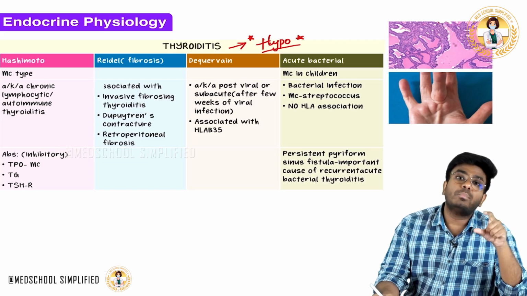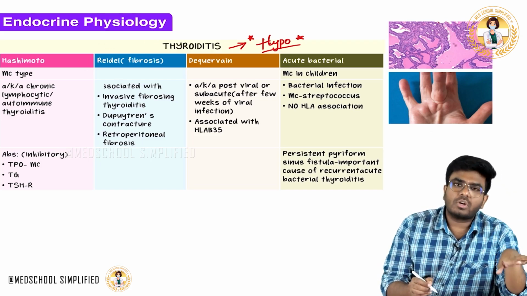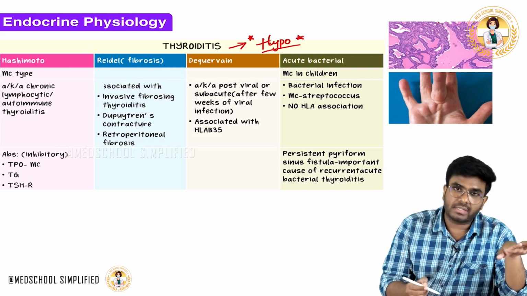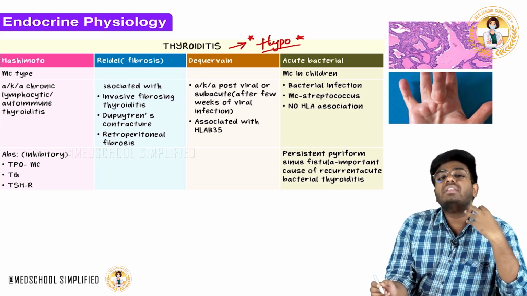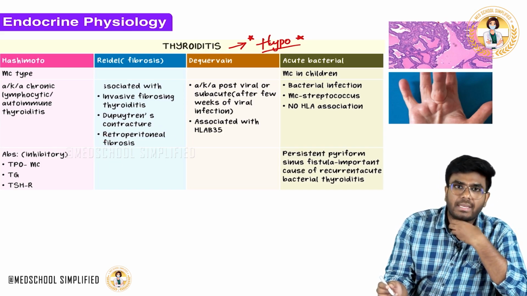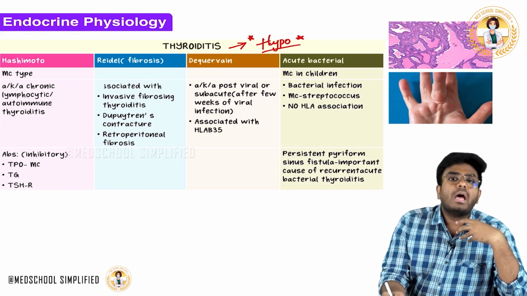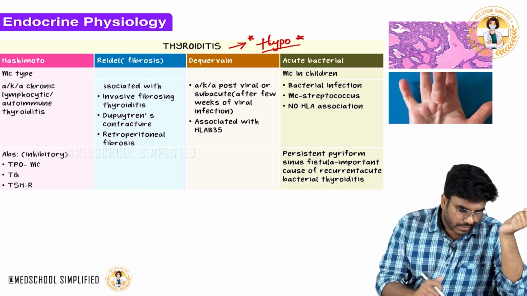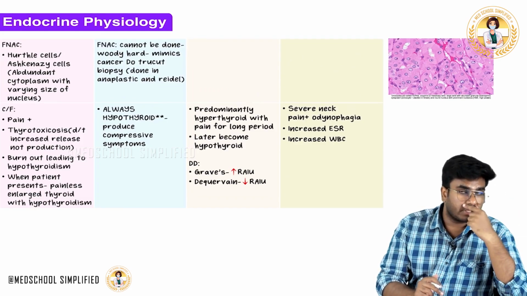So that will cause hypothyroidism. Even Riedel's, yes, it is also causing hypothyroidism. It is associated with invasive fibrosing thyroiditis, Dupuytren's contracture, and retroperitoneal fibrosis. Even the fibrosis sometimes can extend back into the larynx. That will cause dyspnea, and it will cause problems with the voice also. Now, after this, some more important points on Riedel's which I want you to know.